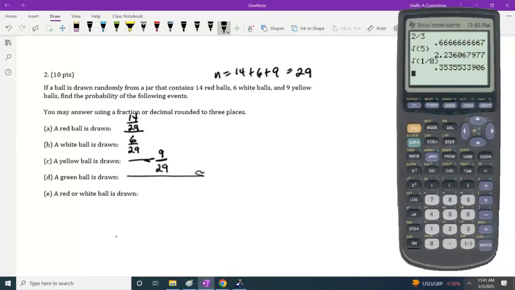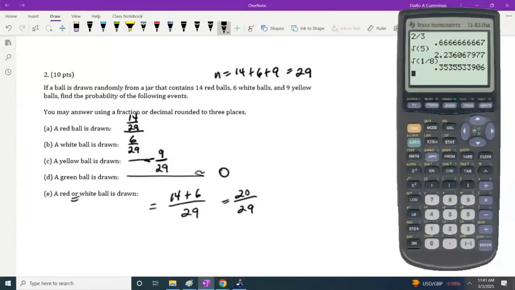A green ball? 0, right? And then for a red or a white ball? 20 over 29. Right, so we have 29 total. We have 14 red. We have 6 white. So altogether that's 20 over 29.